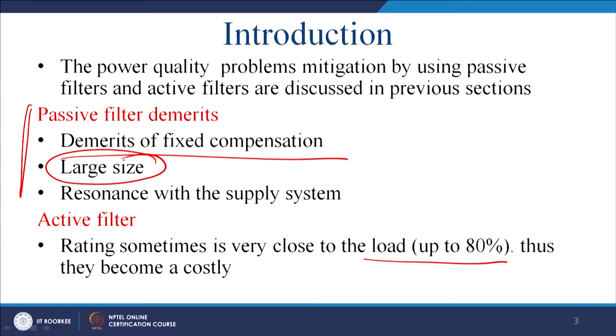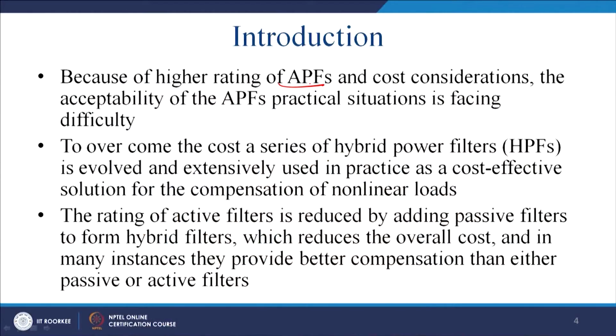In the same way, the active filter is sometimes very close to the load, and if sometimes the reactive power compensation has to be done by this active power filter, and the power factor is low, then the rating becomes higher and the solution becomes costly. The costly solution, the bulky size and other demerits can be removed by marrying the two, coupling them together. Thus, with the higher rating of the active power filter and the cost consideration, the acceptability of the active power filter in practical situations is facing difficulty.